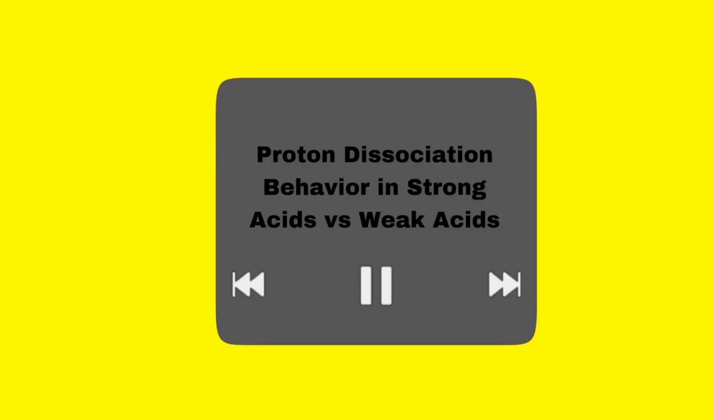The difference in proton dissociation behavior between a strong acid and a weak acid is that a strong acid would dissociate its protons completely when in water, while a weak acid will only dissociate its protons partially.